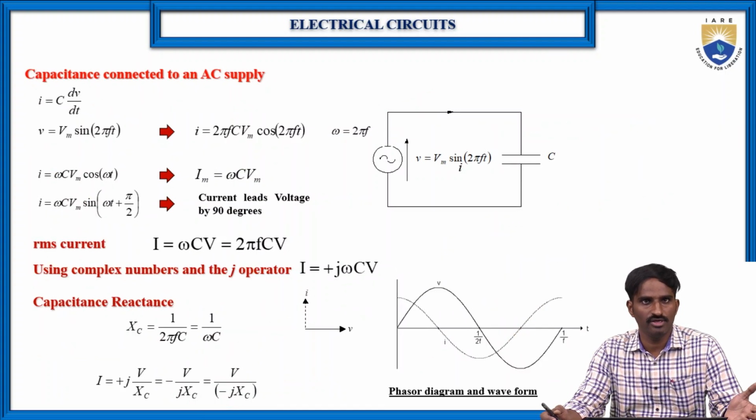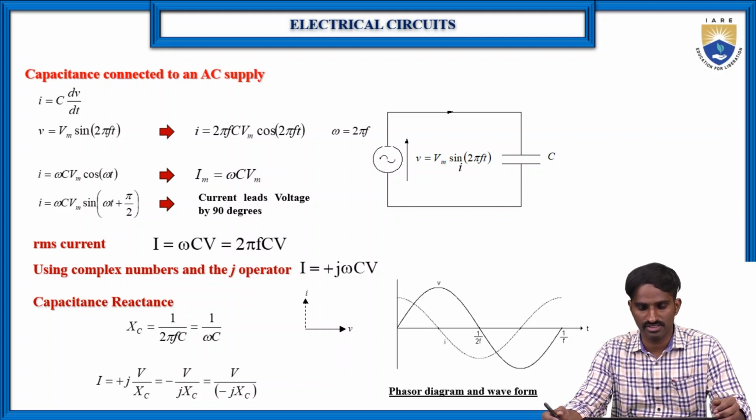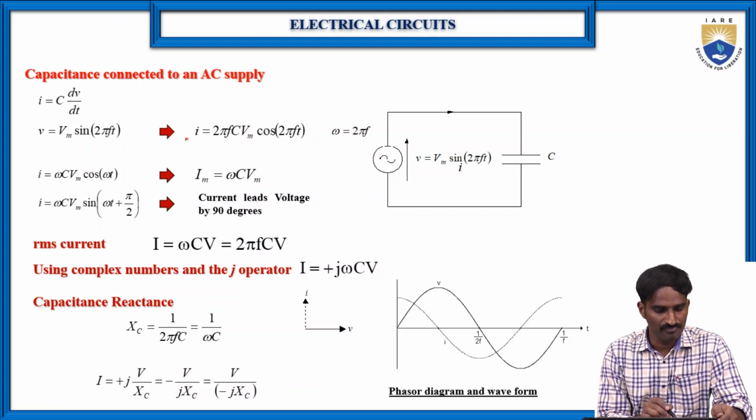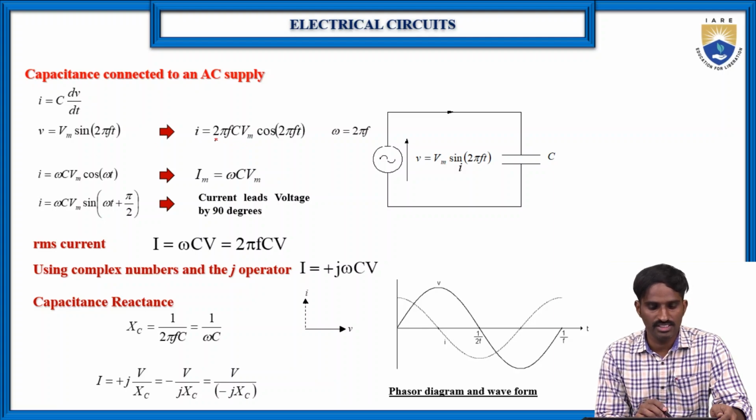We already know what V is, because in this case also let us consider V is equal to Vm sin 2πft, that is Vm sin omega t. Then I is equal to C into, you just substitute wherever V is there and apply the differentiation, then you will get I is equal to 2πfC Vm cos 2πft.